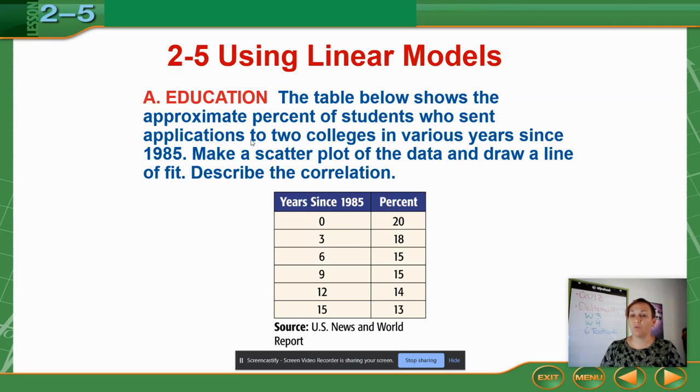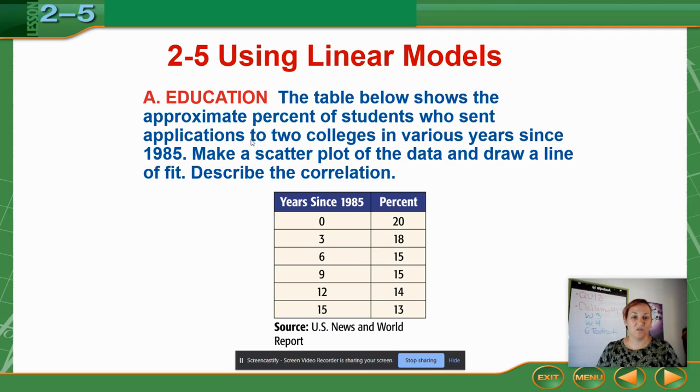This is a word problem, so all of the numbers have a meaning, and we need to know what that meaning is. While you're writing, I'm going to go ahead and read out loud, and if you need more time, pause, and then we'll move on. So this problem says the table below shows the approximate percent of students who sent applications to 2 colleges in various years since 1985.